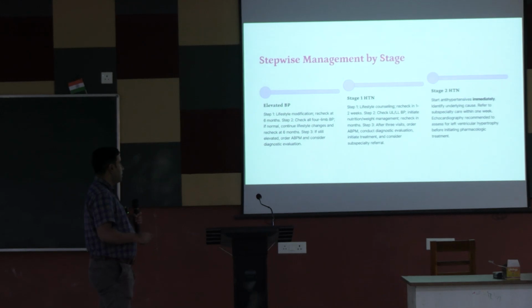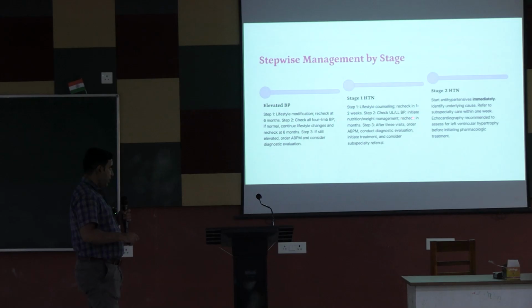What is the stepwise management? Elevated BP আছে, elevated BP is 90 to 95th percentile. Lifestyle modification, আমরা খেলাধুলা করতে বলবো, তাকে less fatty foods consume করতে বলবো. Recheck at 6 months. Check all 4 limbs BP and continue lifestyle modification. Okay. If there is stage 1 hypertension, means BP is 95th to 99th percentile, then after lifestyle counseling, আমরা 1 to 2 weeks পর আবার চেক করব. Here we are checking every 6 monthly. And check upper limb and lower limb BP.